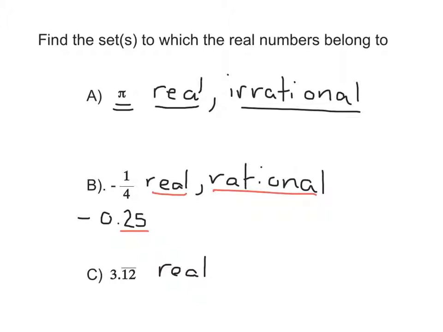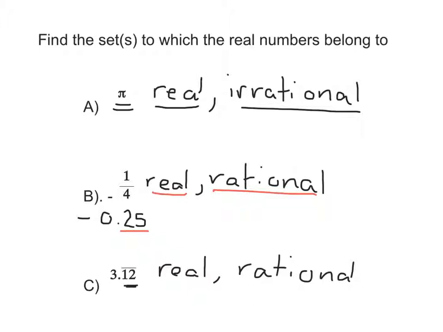So it can be a rational number. The reason why it's rational is because that decimal, the 0.12 behind the 3, repeats. Technically, we could make it a fraction if we really wanted to, or if you know that a decimal that repeats is rational, that will be fine.